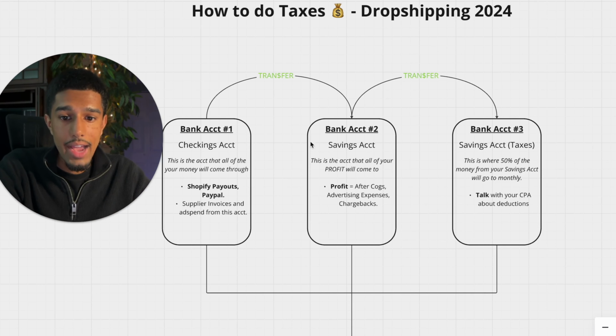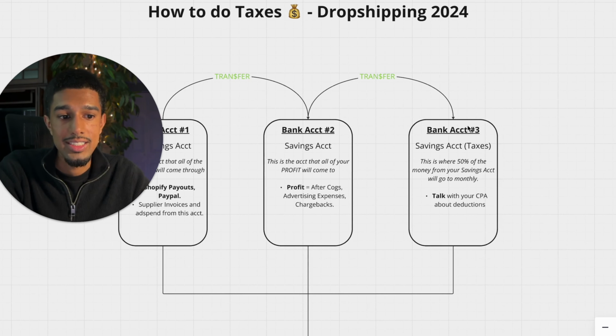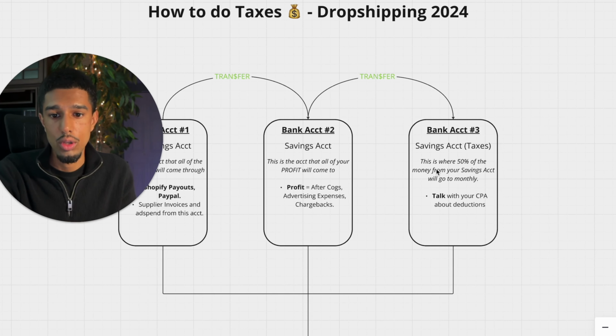So after you have the savings account set up and all of your profit in that account, you're going to automatically transfer 50% of whatever that amount of money is into a third bank account, also another savings account. The reason you're going to do this is because the money in bank account number 3 is just going to be for your taxes, nothing else. You're not going to be swiping it for gas. You're not going to be using this for clothes or living expenses, nothing, just for taxes.